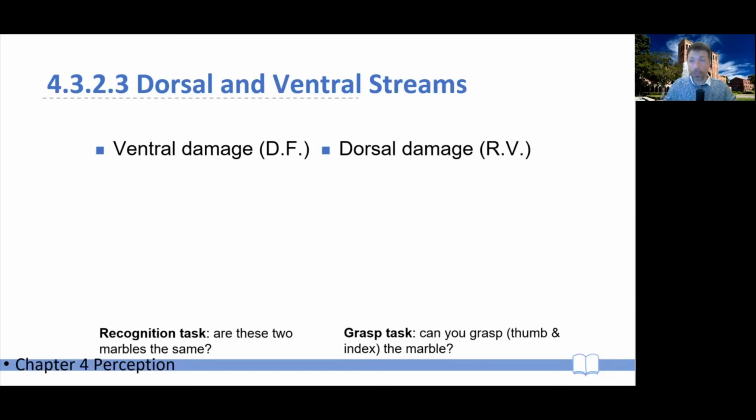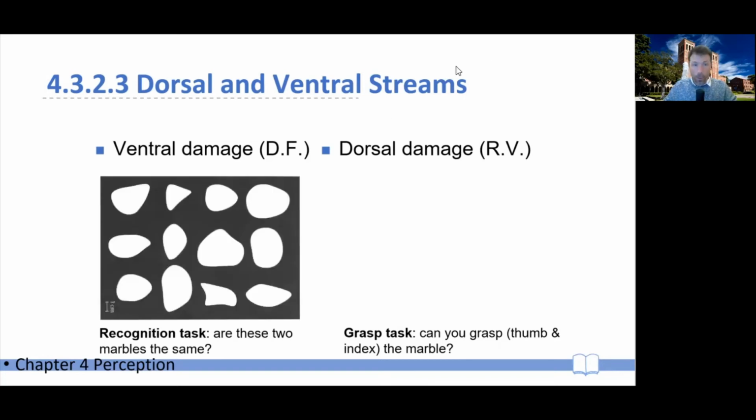Now these two patients were asked to do two different types of tasks. One task is known as a recognition task. They were shown these little marbles, different marbles. You show two of them, and you ask, are these two the same or not? Really an identity task, so really a what pathway task. The second task was a grasp task, so really a how task.